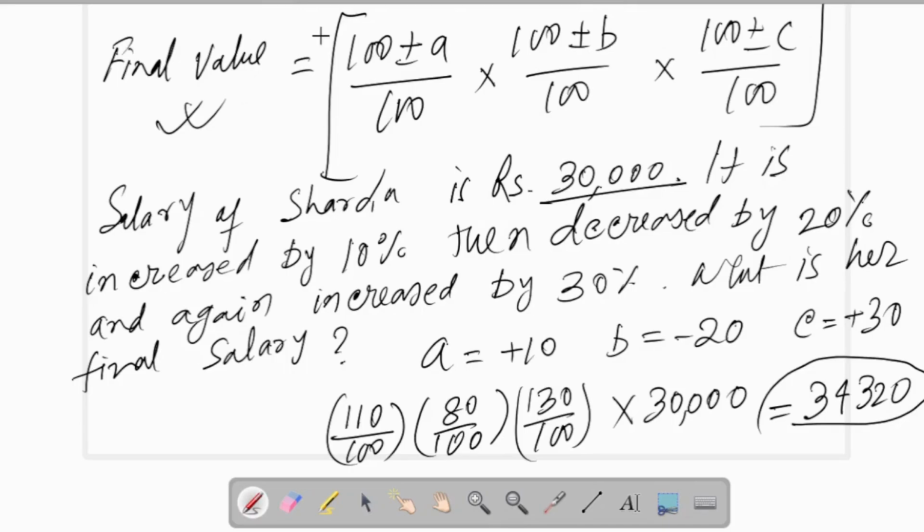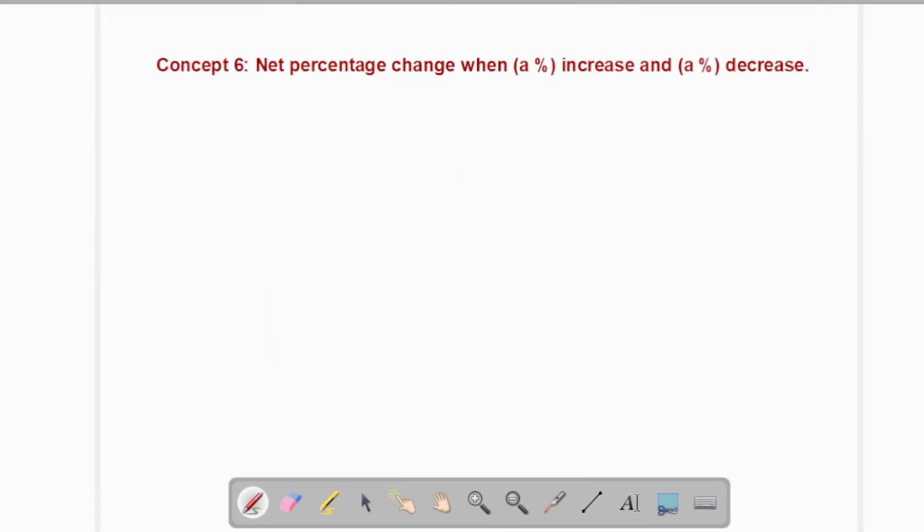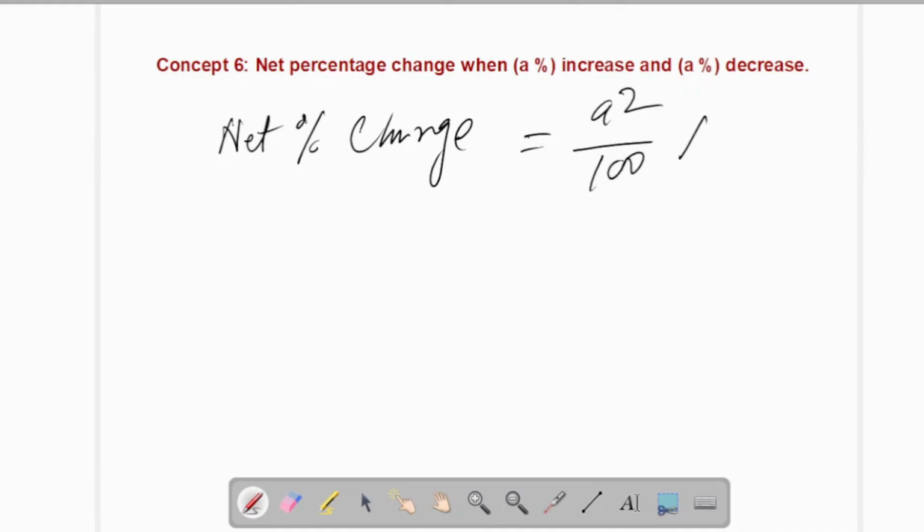Finally, we will come to the next concept, which is the last concept of this chapter, the net percentage change. When a percentage increase and a percentage decrease of the same percentage happen simultaneously, the net percentage change will be a square by 100 percentage decrease. If it is increase and decrease, then it is decrease.